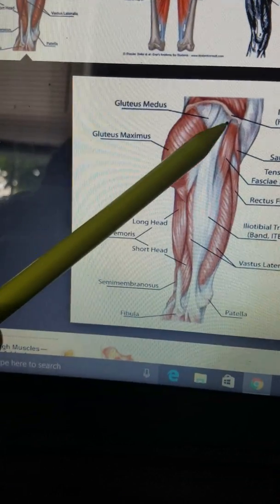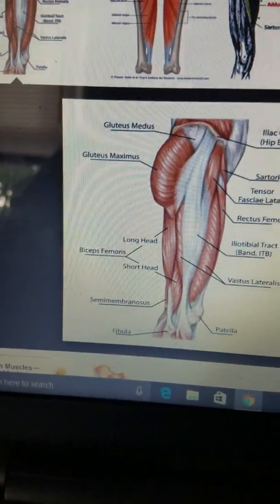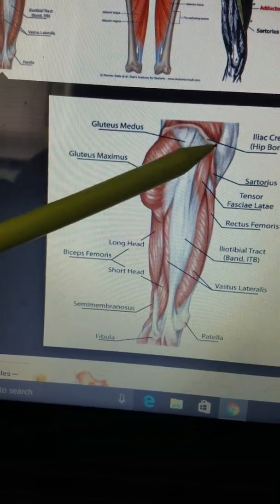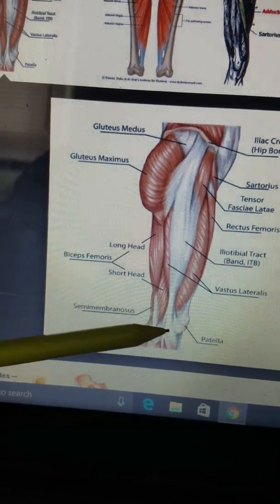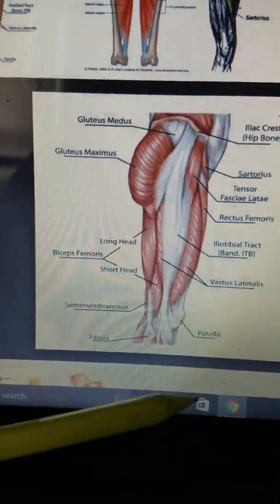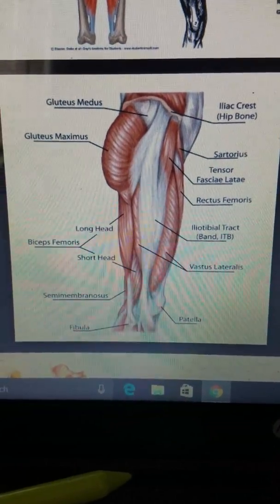And then also the long muscle right here, we have the tensor fascia lata that crosses this entire thing, and then it connects into the lateral epicondyle, excuse me. And those are the abductors of the thigh.